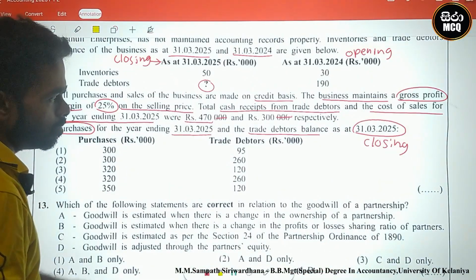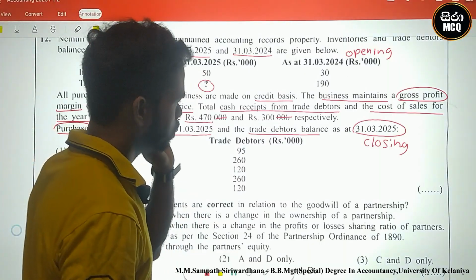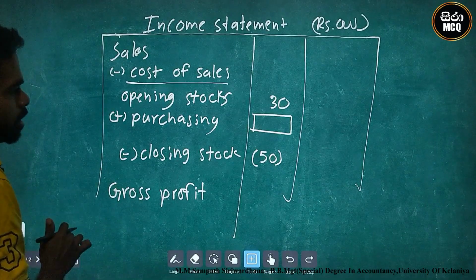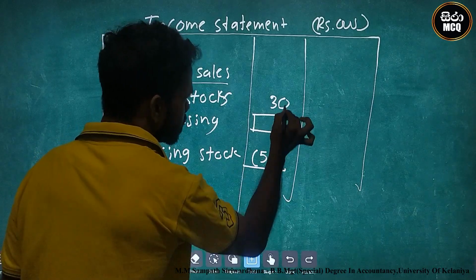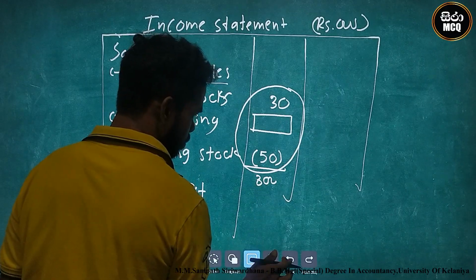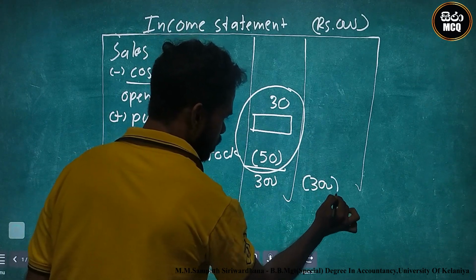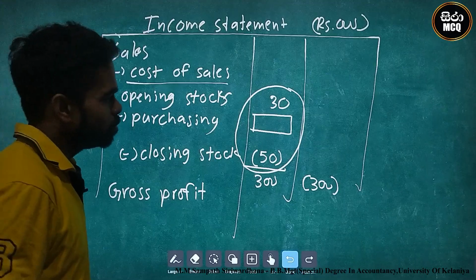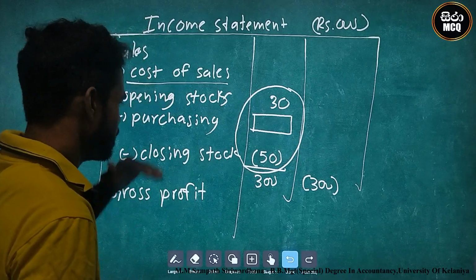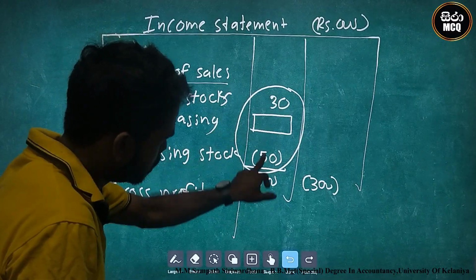The second one is 300. What is that? Cost of sales of the year ending 31st March 2025, 300. This value is the cost of sales. Cost of sales should be calculated from these elements: opening inventory, add purchasing, and minus closing stock. Cost of sales is calculated using this formula.